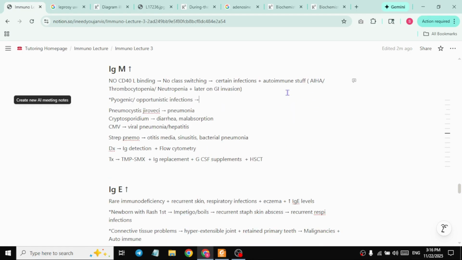Okay, so it'll be easier once you do this, but make sure you summarize whatever is being taught. All right. And then thrombocytopenia can also be seen, and neutropenia can also be seen, right?